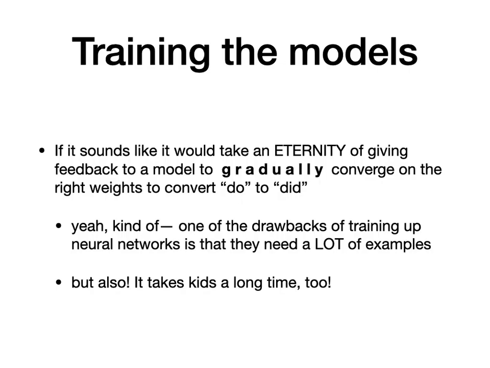Now, first, if training these models sounds like it might take an eternity of giving feedback to get it to converge on this idea of, these are very complicated numerical mishmashes going on in there. The weightings between all of them are messy. So the question is, how do you get there, right? And the answer is gradually. That's one of the drawbacks of training up neural networks is they need a lot of examples. But it takes kids a long time too, and that's what they found.